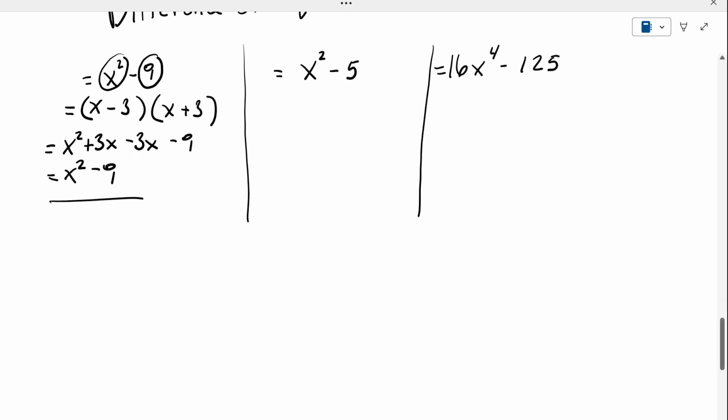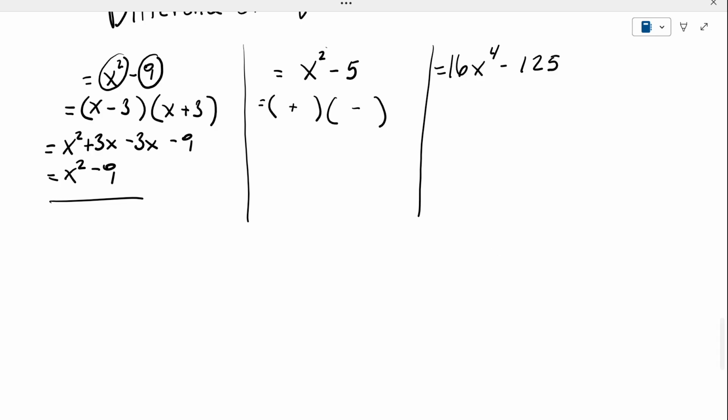Now let's try this one. At first, you might not be able to realize that we can do difference of squares because 5 does not have an integer square root. But we still can, it doesn't matter. So just like last time, write your two brackets, put an addition in the first one and a subtraction in the second, or the other way around, it doesn't really matter.